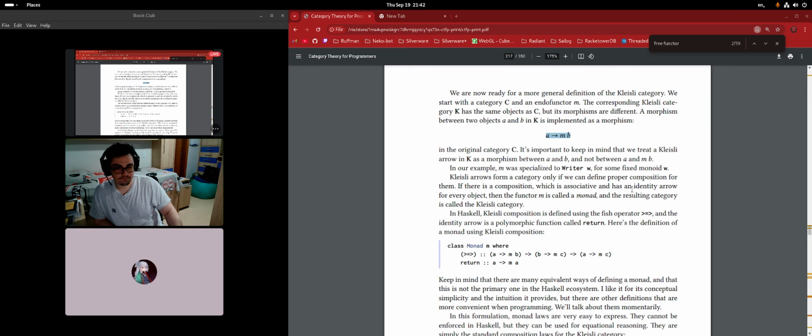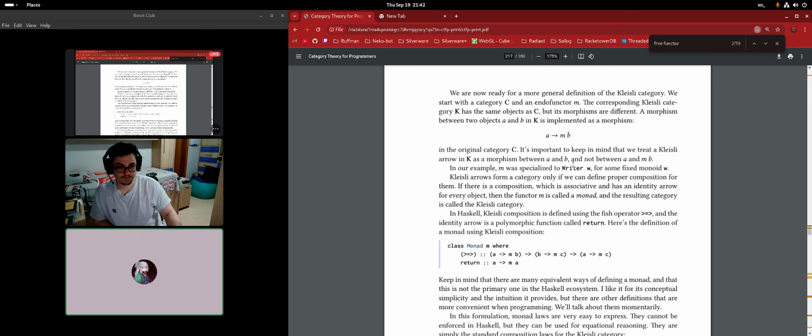Yeah. Well, in Haskell you kind of can, but you're going to talk about it. Two generic monads do not compose in the general case, which means then that you have to look inside. Yeah, but then you have to step outside of the context of having a single monadic functor, right? Yes, that's true. Kleisli arrows form a category only if we can define proper composition for them. If there is a composition which is associative and has an identity arrow for every object, we call the functor M a monad. So M is an endofunctor, by the way.